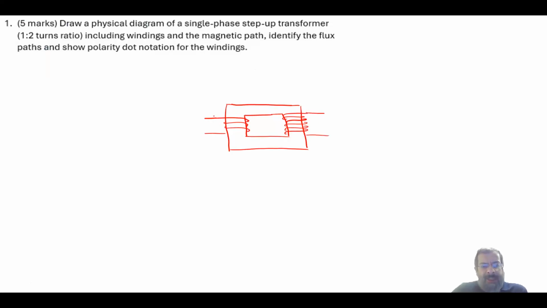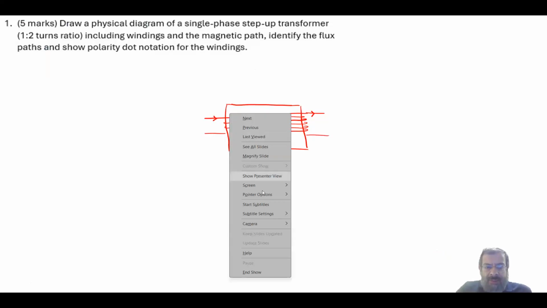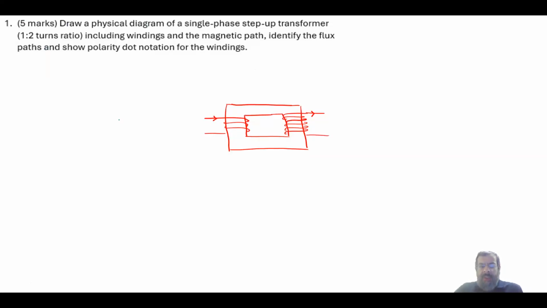Now here is the direction of the current coming from the source. This is the direction of the current going to the load. It says to show the magnetic path. So using the right hand rule, when the current is going in that direction, this would be the direction of the flux. Let me use a different color here. The flux will be coming in this direction, going this way, and coming this way. So this is the flux direction.